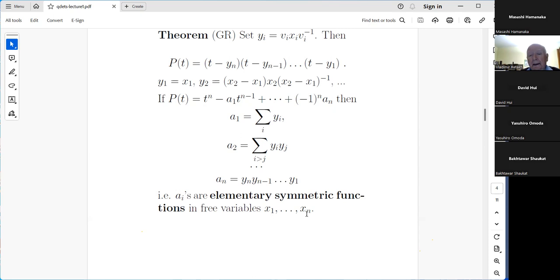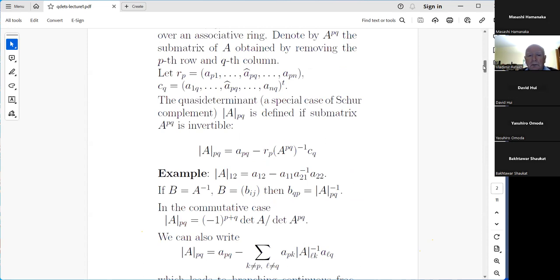Okay, and what is interesting here is that they are elementary symmetric functions, they are polynomials in y's, but in y's they are not symmetric, they are symmetric in x's as a rational function. And this was actually a starting point of our theory of non-commutative symmetric functions, which is now an interesting enterprise.